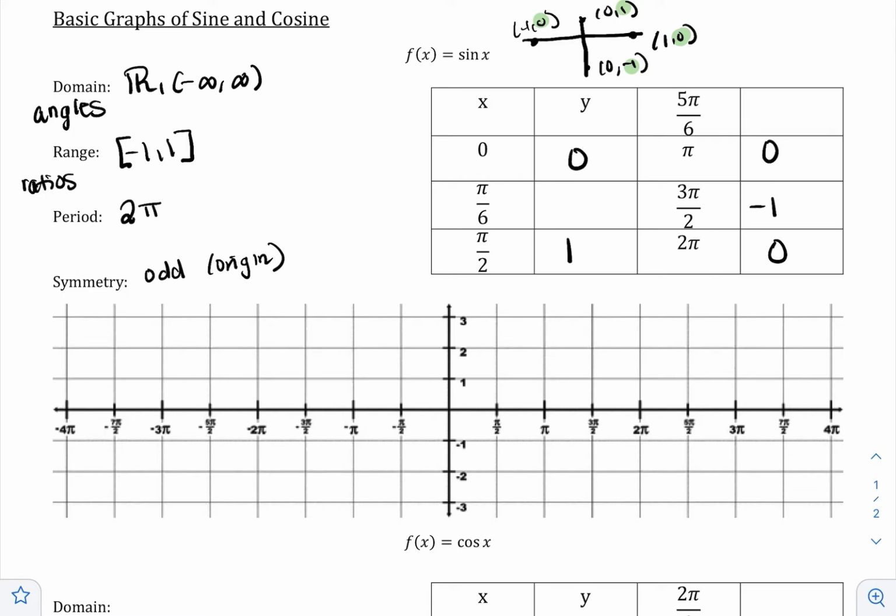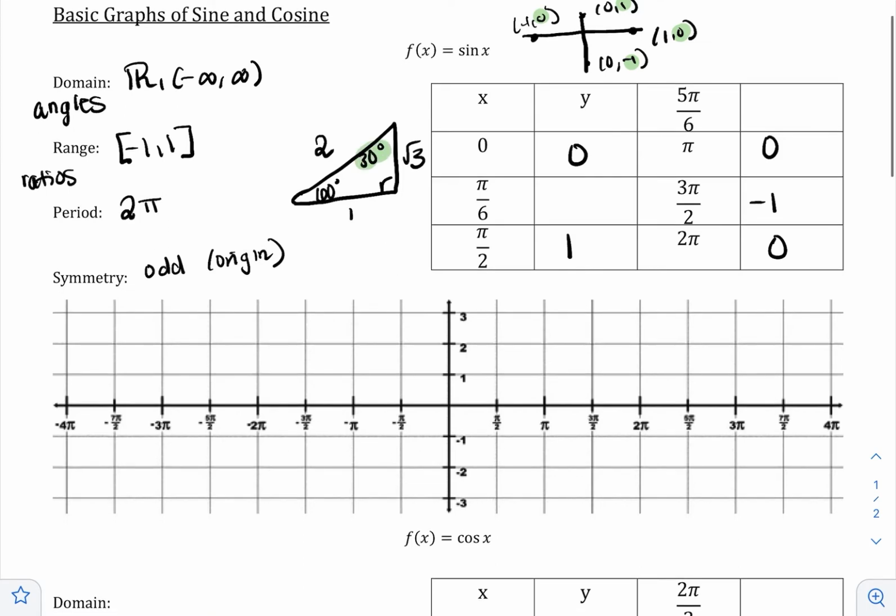The other angles I have are pi over 6 and 5 pi over 6. So let's look at pi over 6. So pi over 6 is 30 degrees. So just in case, we can always draw a little triangle. This is 60. This is 30. This was 1, 2, and then square root of 3. So sine of 30 degrees is going to be opposite over hypotenuse, which is going to give us a positive 1/2 because it's in quadrant 1.